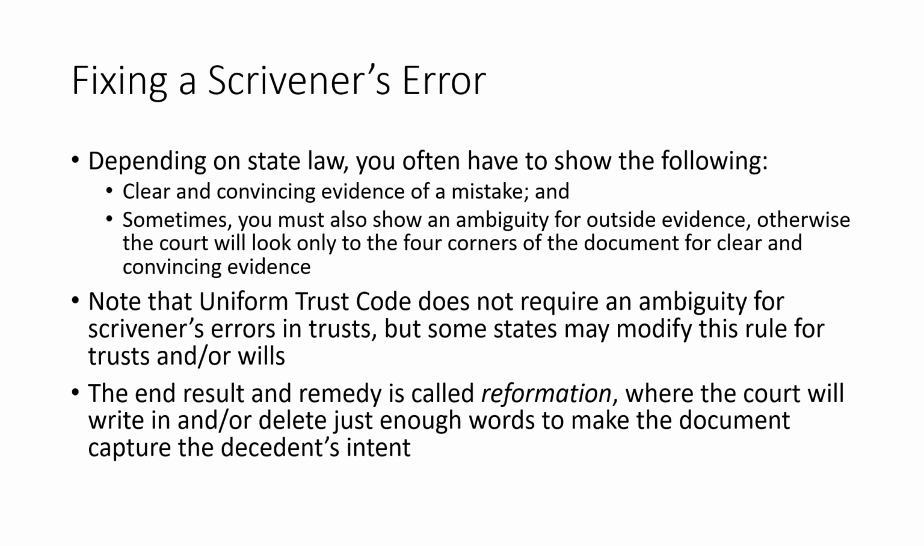And the end result and remedy, if they do find there's a mistake or even an ambiguity, is that there can be a reformation of the will or trust. That is the name of the remedy. It's reformation. And the court will write in and or delete just enough words to make the document capture the decedent's intent. Now, in contract law, we have a similar remedy. It's typically known as the blue pencil rule that ties into reformation, where the court can change the terms of a document just enough to fix the issue. It's usually an equitable type of remedy. And the same thing holds true here, but with a different procedure and set of law.